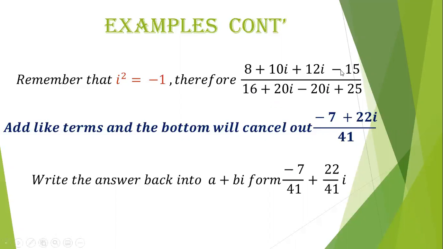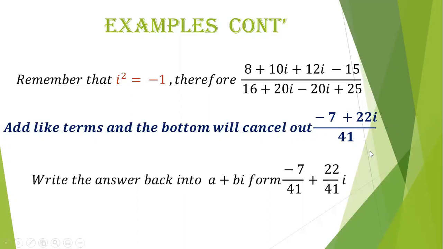So 8 minus 15 gives us minus 7. 10i plus 12i gives us 22i. 16 plus 25 gives us 41. But what happened to 20i minus 20i? 20i minus 20i gives us 0.